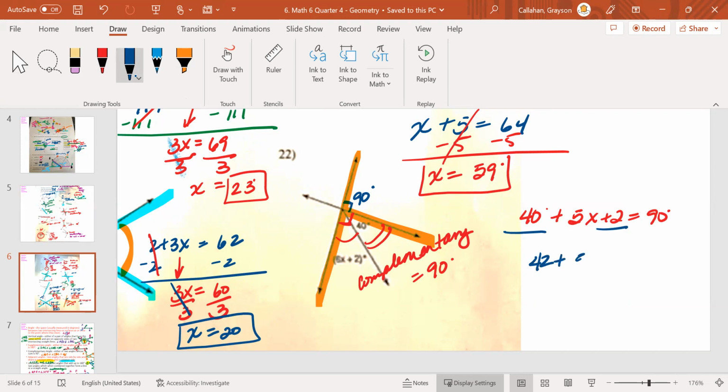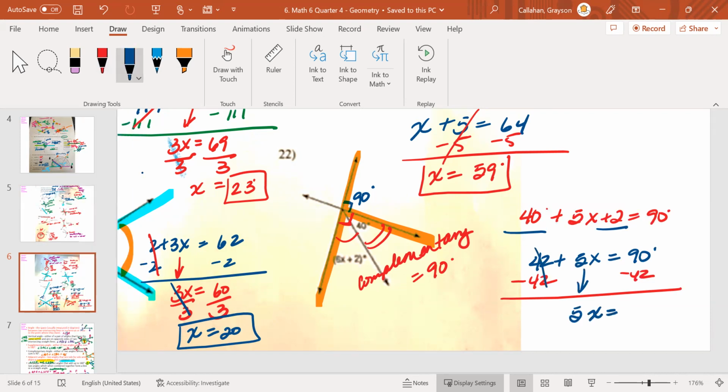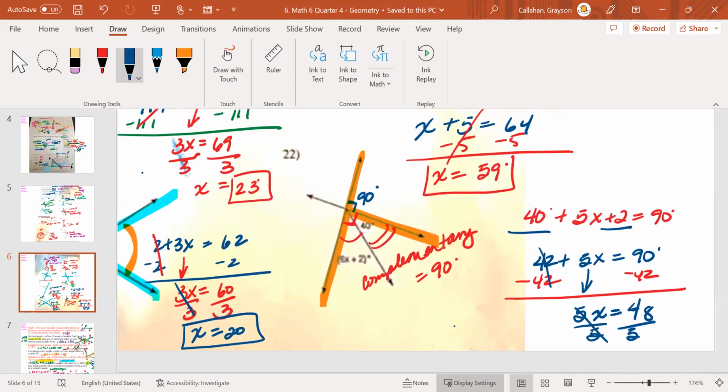Combine your like terms, gives you 42. Subtract 42 on both sides. This part cancels, bring down the 5x, which is then equal to 58. No, there is 48. There we go. Okay, and now I'm going to subtract, or I'm sorry, divide by 5 on both sides. That part cancels.